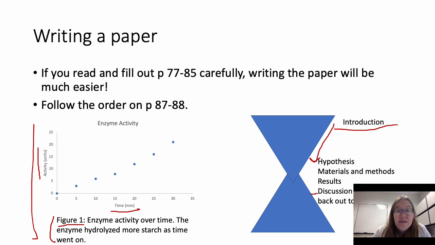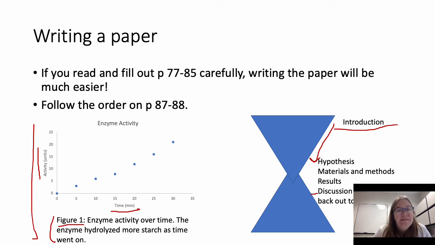Then you're going to zoom out even more to your conclusion section, which is going to be just one or two sentences. You know, our conclusion from this experiment is this, and again, maybe if you accepted or rejected your hypothesis.